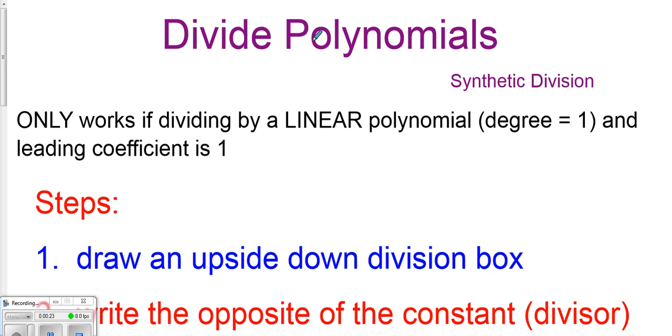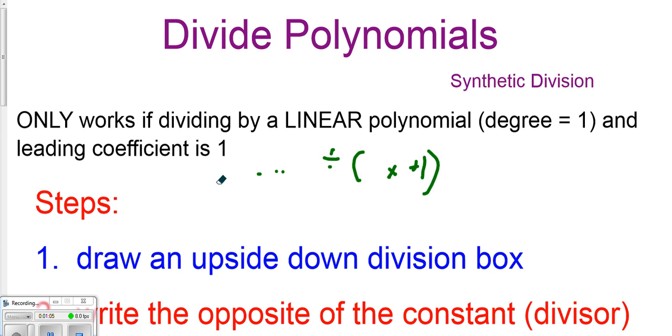So, for example, if you had something, something, something divided by 3x plus 1, this would not work because your leading coefficient is 3. So that one does not work. Let's say it was something, something, something divided by x squared plus 1. Again, does not work because the degree is larger than 1. It would have to be something, something, something divided by x plus 1. Now this works. Leading coefficient is 1, degree 1.